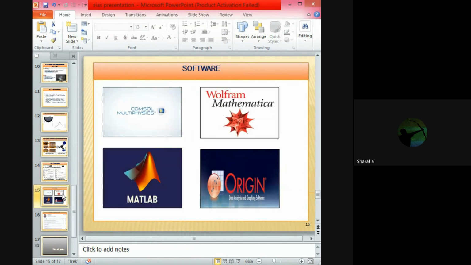So these are the softwares that we will use in the project. Mostly we will be using two or three of them. We will not be using all of them. But these are the softwares that we will be using.